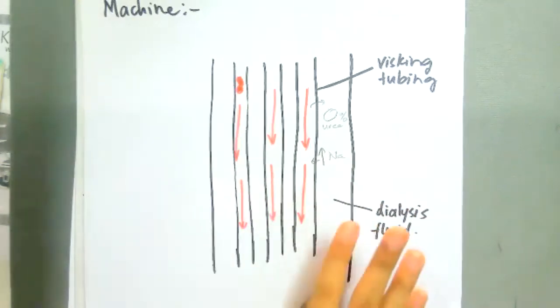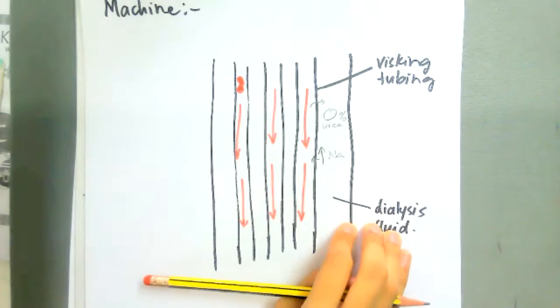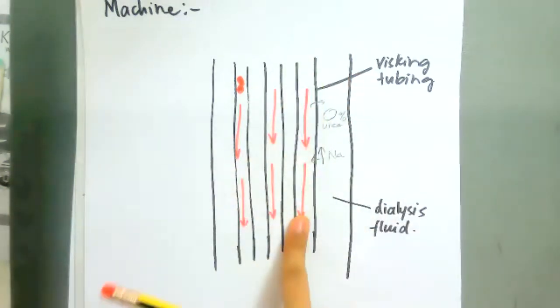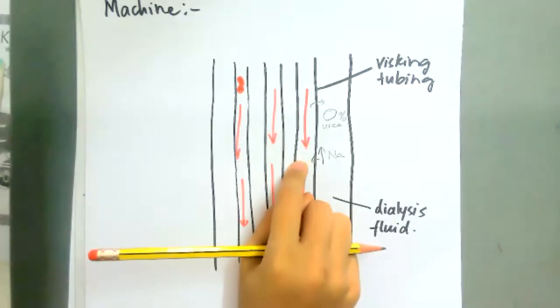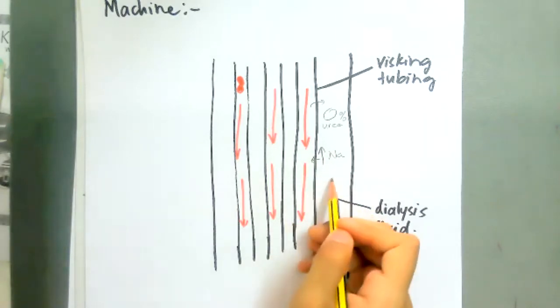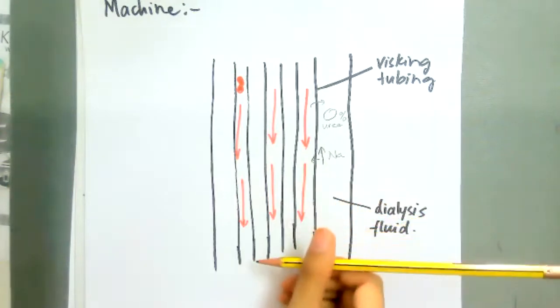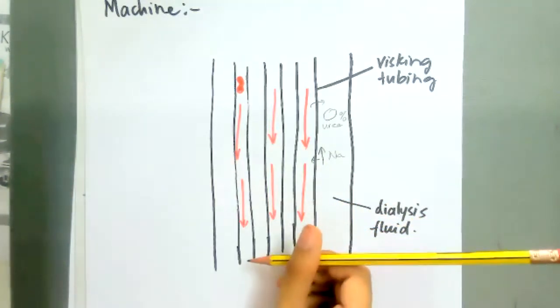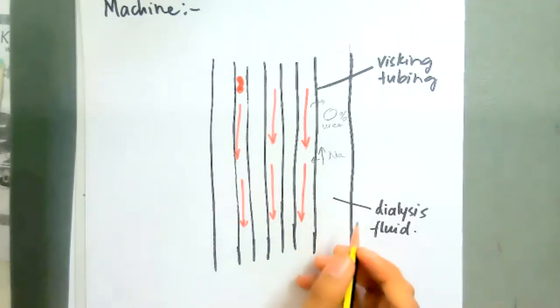Okay, so we need to maintain that balance because this is gonna go back in the body, and these need to be really clean. And then because this is visking tubing, it acts pretty much like the real kidney. So large molecules like protein cannot move out. This blood then goes back into the body, and the blood is now clean.